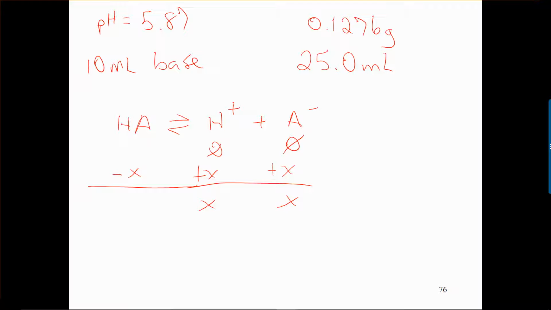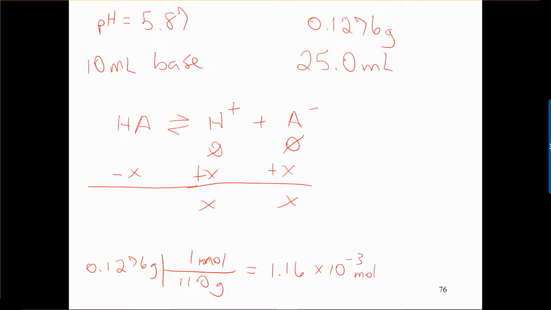Now we have the molar mass. What can we do with that? Find the moles. 0.1276 grams divided by 110 grams per every 1 mole of it. Okay, so what are my moles? Say it louder, I'm sorry. 1.16 times 10 to the negative 3. Okay, thank you.